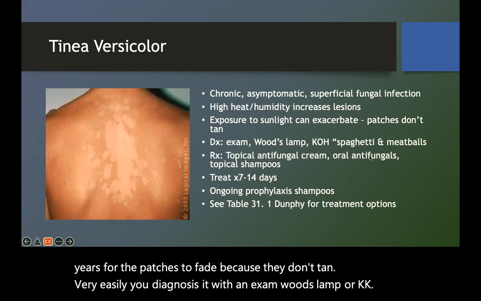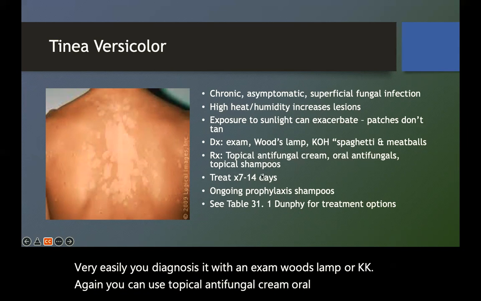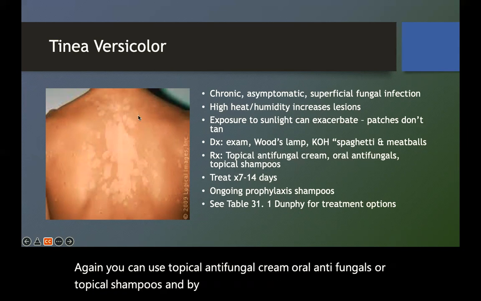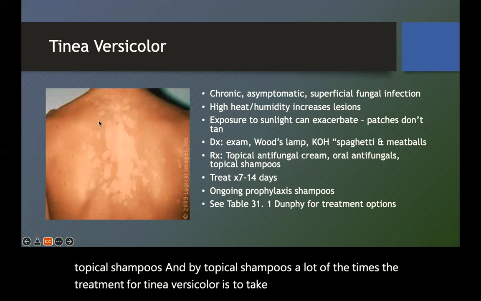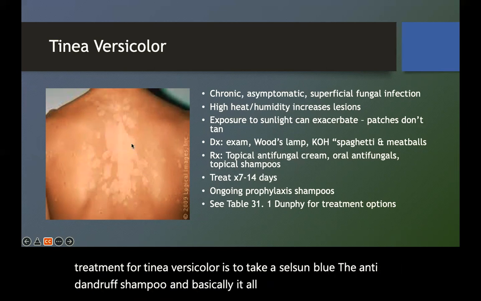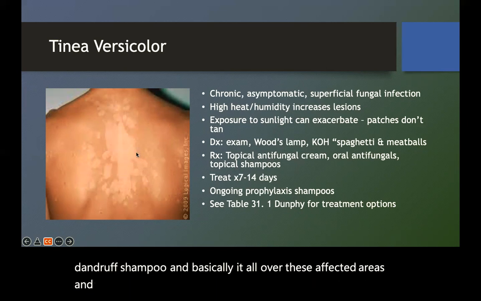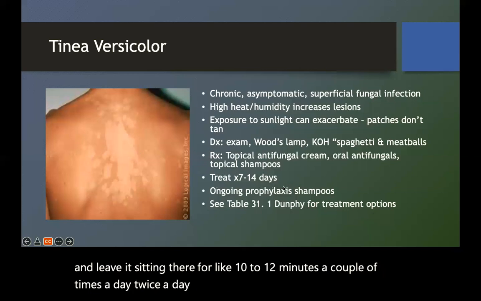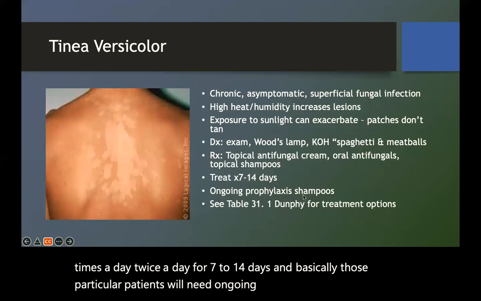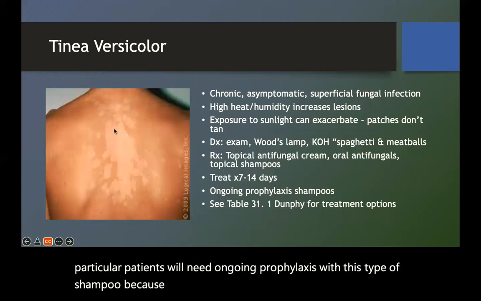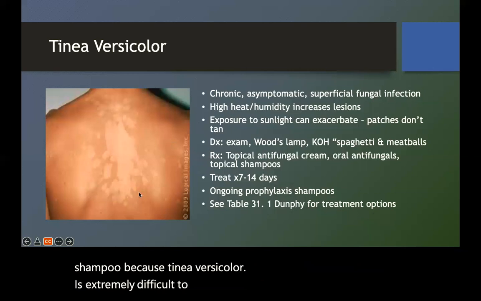Again, you can use topical antifungal cream, oral antifungals, or topical shampoos. And by topical shampoos, a lot of the times the treatment for tinea versicolor is to take Selsun Blue, the anti-dandruff shampoo, and basically rub it all over these affected areas and leave it sitting there for like 10 to 12 minutes, twice a day for 7 to 14 days. And basically those particular patients will need ongoing prophylaxis with this type of shampoo because tinea versicolor is extremely difficult to eradicate. Sometimes it will disappear and go away, but it usually comes back.